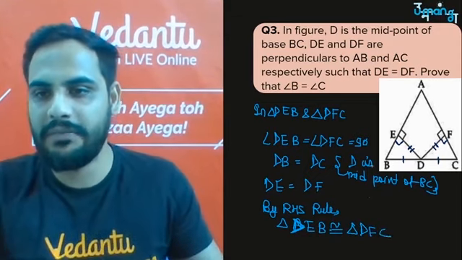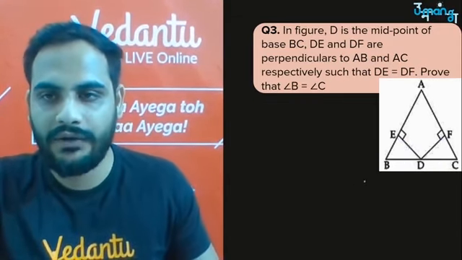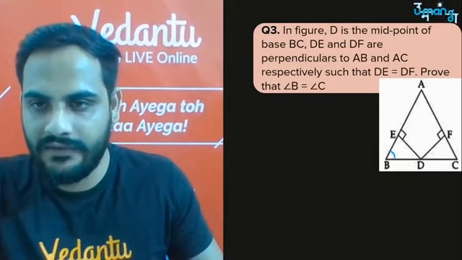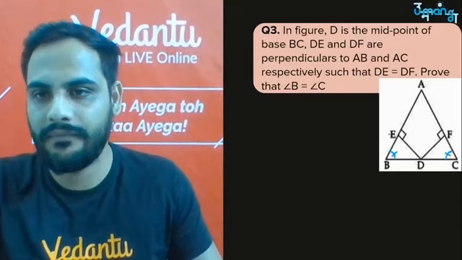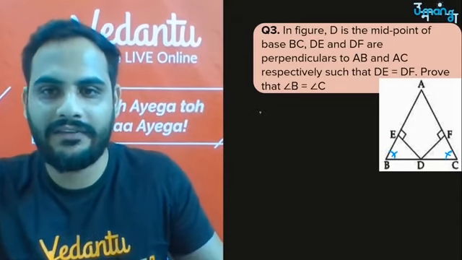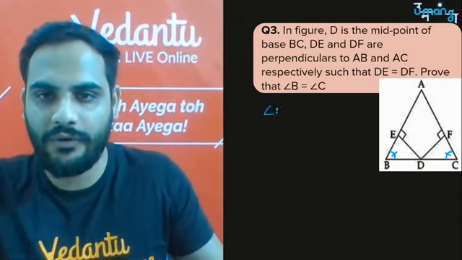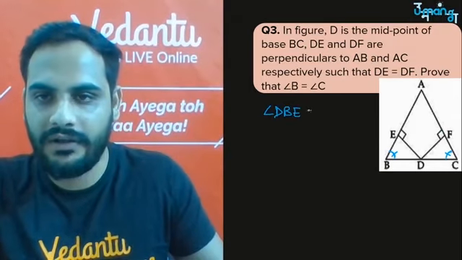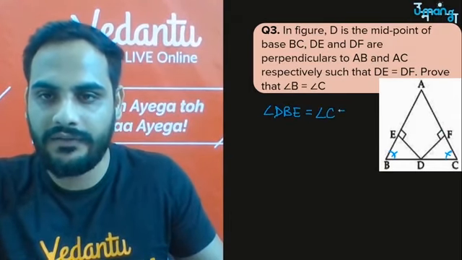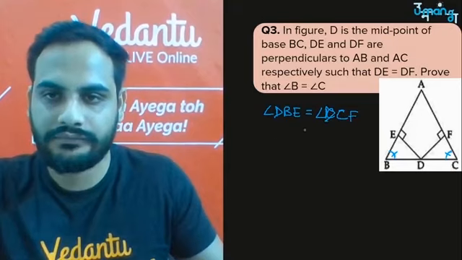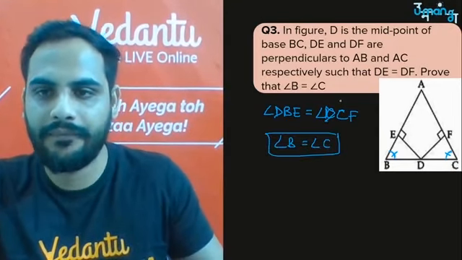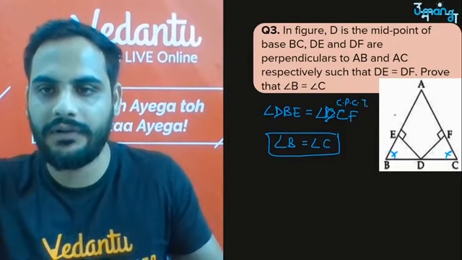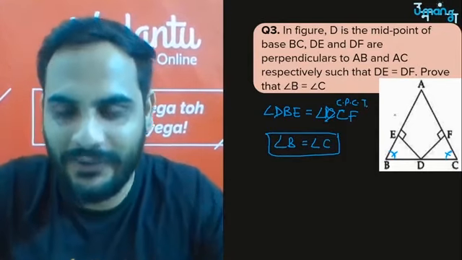Now look, DEB and DFC are congruent, so by CPCT I can say, sir, this angle B and this angle C are equal. By CPCT only, so I can say by corresponding parts of congruent triangles angle DBE is equal to angle DCF. That means angle B is equal to angle C. Okay, CPCT and the work is done. You see, it's that easy.